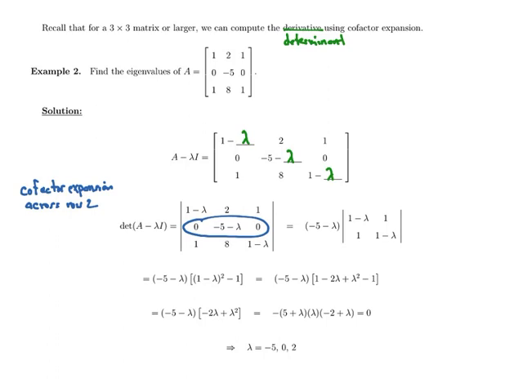So doing this cofactor expansion, I don't need to worry about the first and the third term. I just need to worry about the second. And if I delete the second row and second column, I'm left with the minor matrix. 1 minus lambda is on the diagonal, with 1's on the other diagonal.